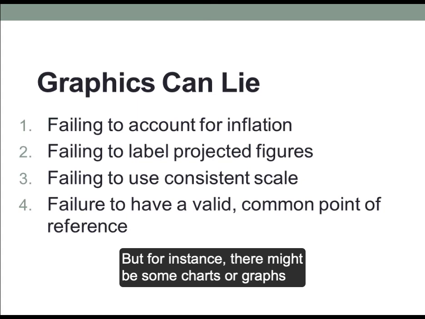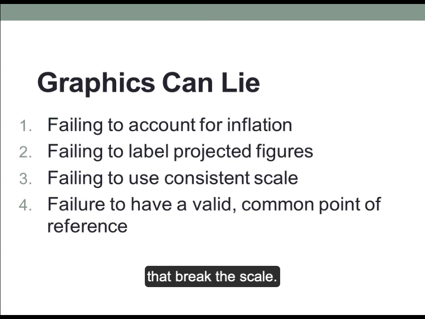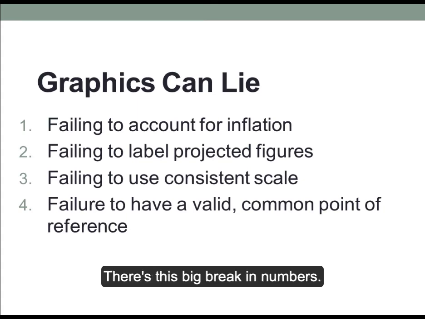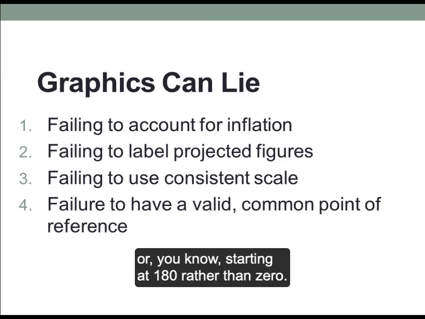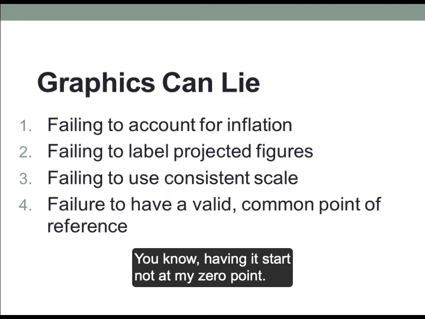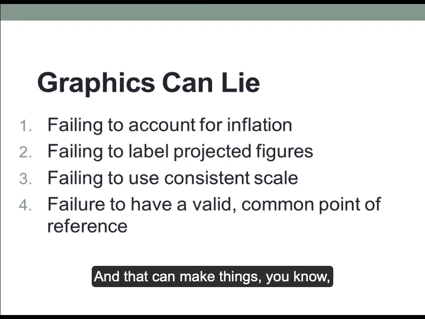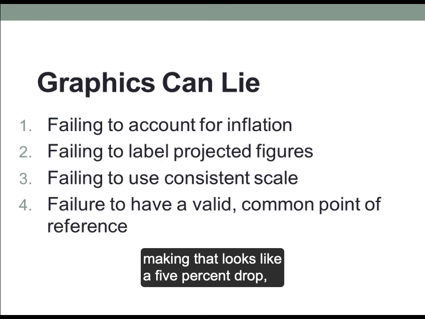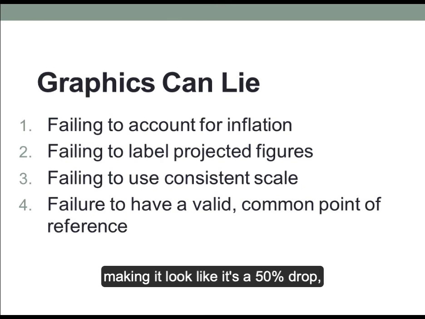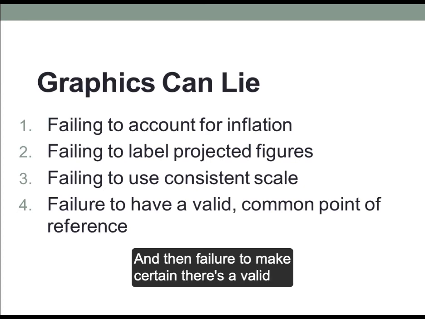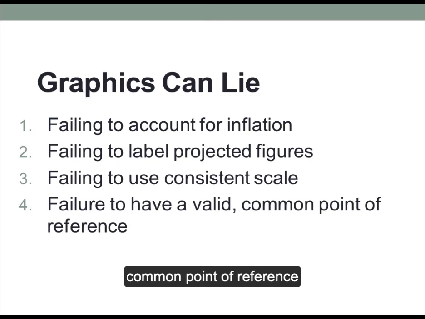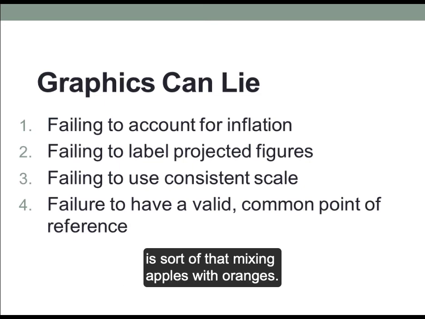But for instance, some charts or graphs break the scale, so it exaggerates. There's a big break in numbers, and so it looks like things are closer than they really are. Or starting at 180 rather than 0, not starting at the zero point. That can make what is really a 5% drop look like a 50% drop, because of failing to use a consistent scale. And then failure to make certain there's a valid common point of reference, sort of mixing apples with oranges.